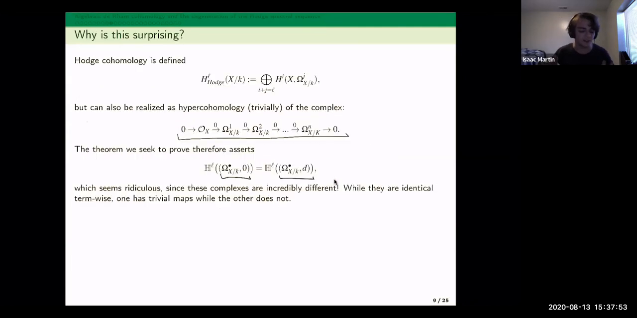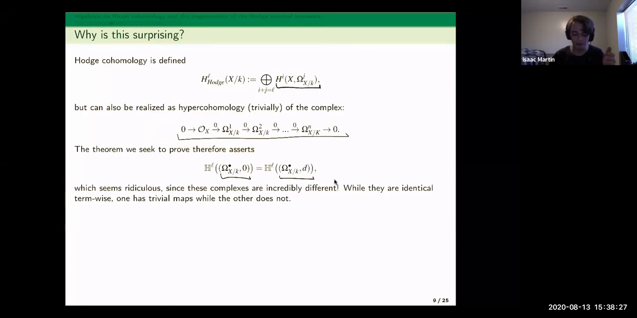Yeah. So to see why this is kind of strange and why this is a very cool result, consider this. Hodge cohomology is normally defined like this. This is just normal sheaf cohomology right here, and it's a direct sum of sheaf cohomologies. But we can also realize Hodge cohomology as the hypercohomology of this complex right here. Now this looks a lot like a de Rham complex, but you'll notice that we have very stupid maps all along here. Our chain maps are all just the zero maps, and it turns out this gives you Hodge cohomology.